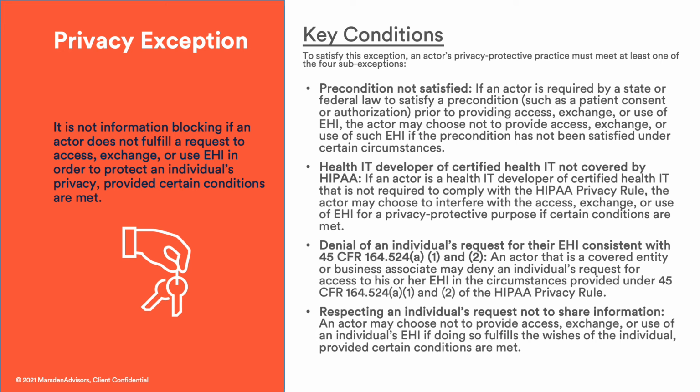So that's it for the preventing harm exception, and next up is the privacy exception. This exception states that it's not information blocking for you to not fulfill a request to access, exchange, or use EHI in order to protect an individual's privacy, provided, again, that certain conditions are met. The conditions are found on the right-hand side of your screen, and there are 4 possible ways to claim this exception. First is preconditions not satisfied.